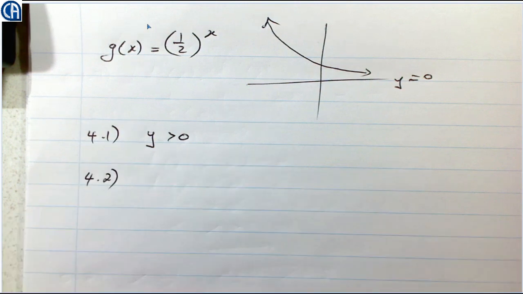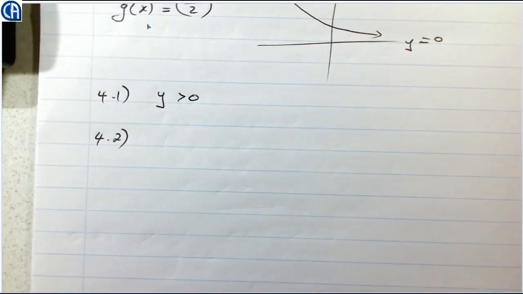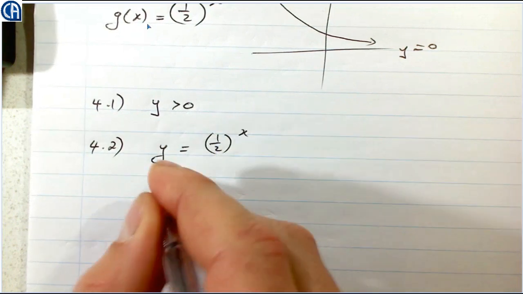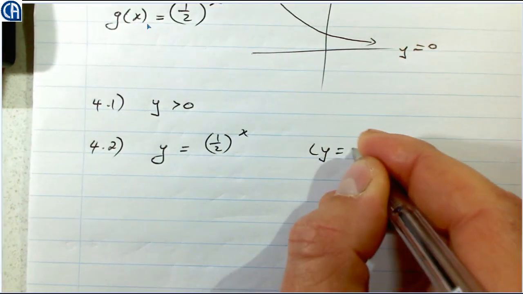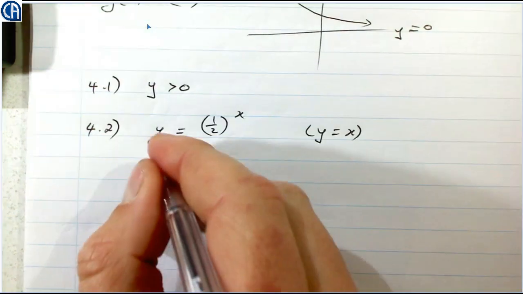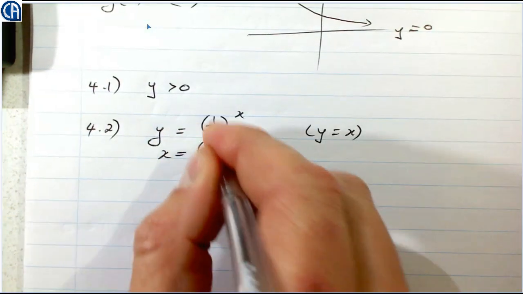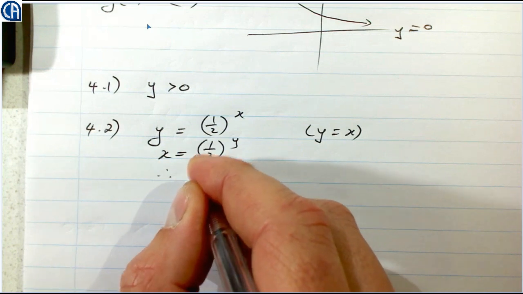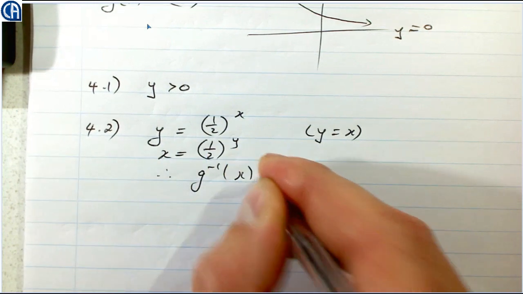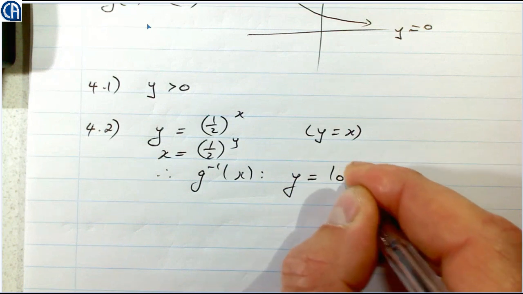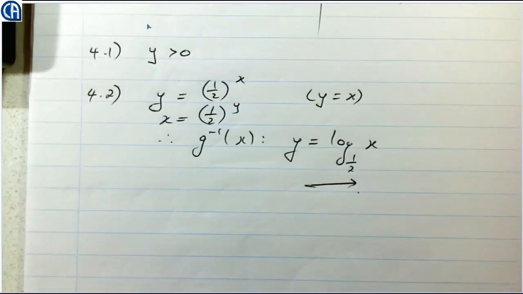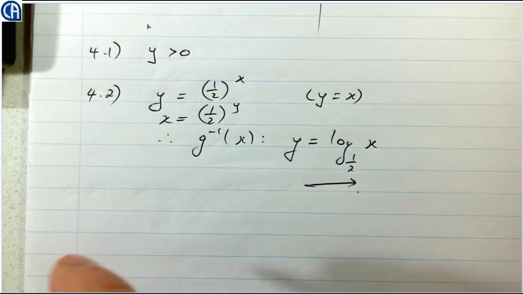4.2. Determine the equation of g inverse. So y equals (1/2)^x. So interchange x and y. So x is equal to (1/2)^y. Therefore, the inverse is y equals log base 1/2 of x. Right, that's the inverse.